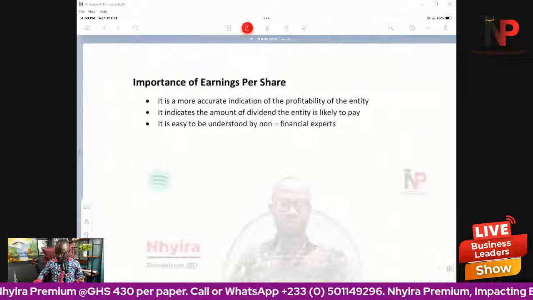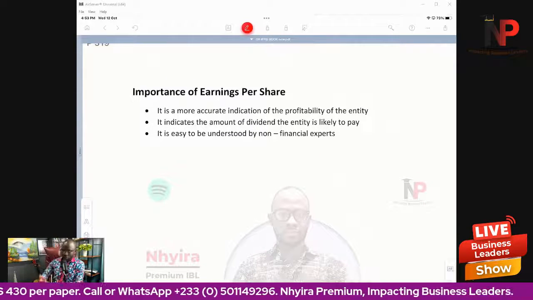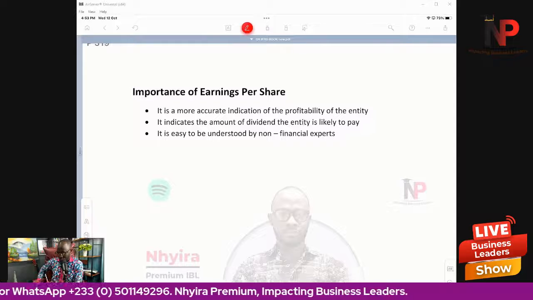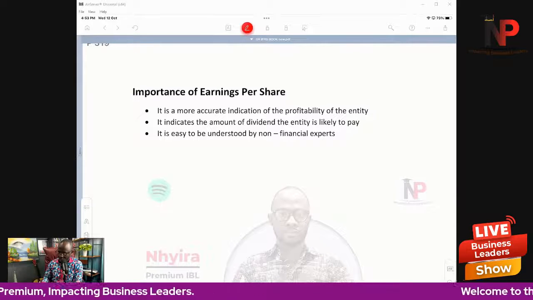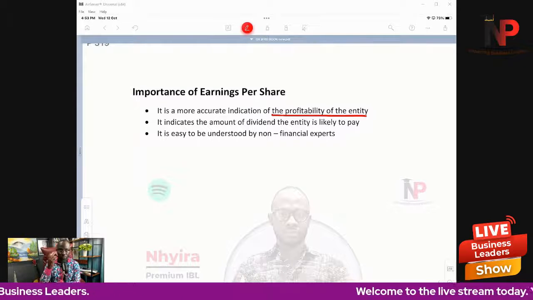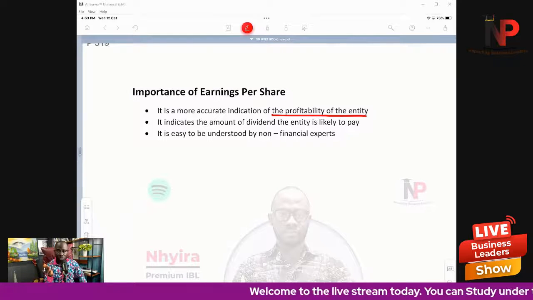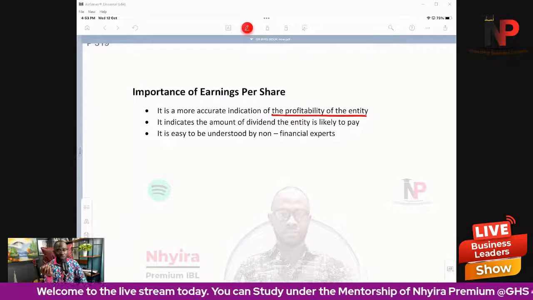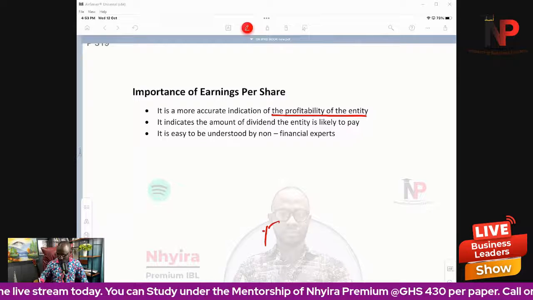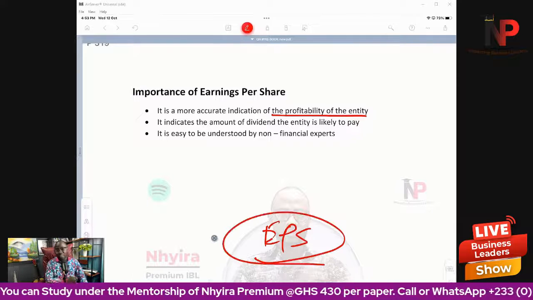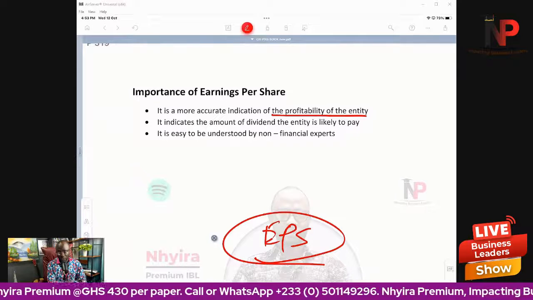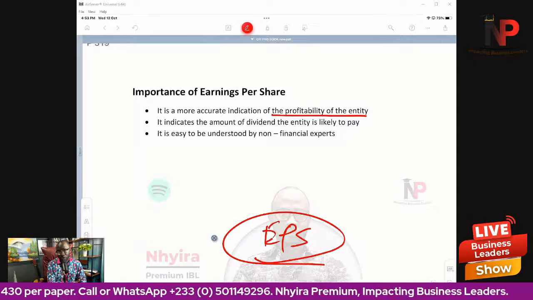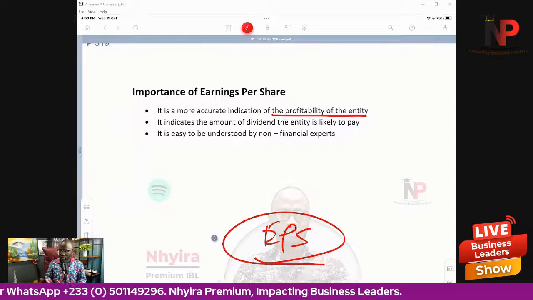Then why do we have to calculate this? So some importance of this earnings per share issue that we need to understand. Number one, it is a more accurate indication of the profitability of the entity. Because if you remember under ratios, the profitability ratios, the investors ratios, one of the ratios the investors look out for is the earnings per share. How much are they earning on their shares as a company every year? Is the company more profitable or not profitable? So it shows the profitability of the company.